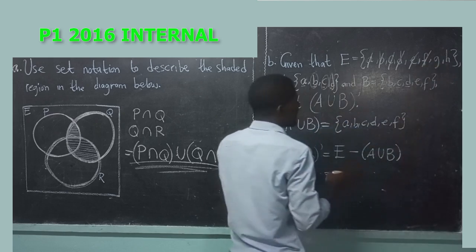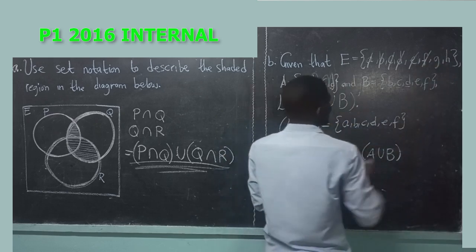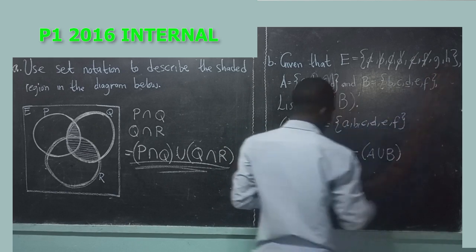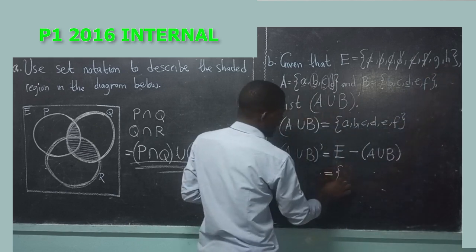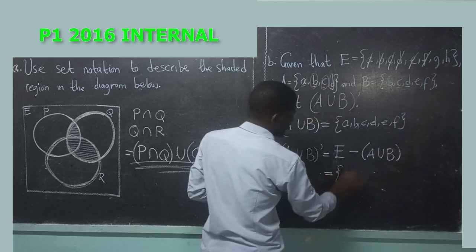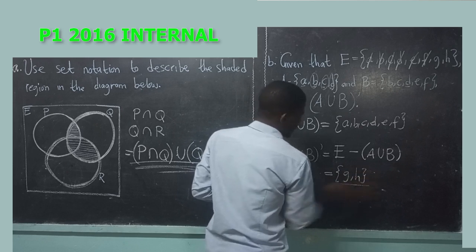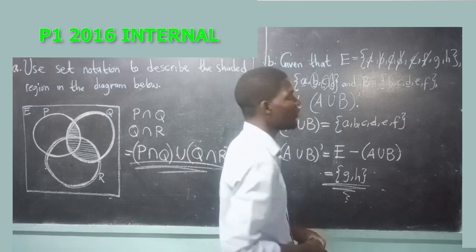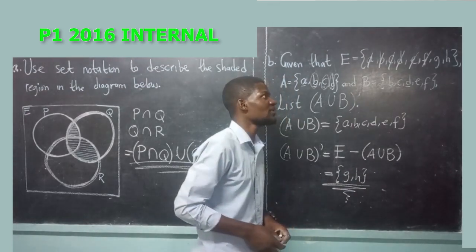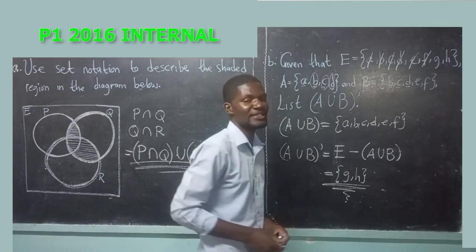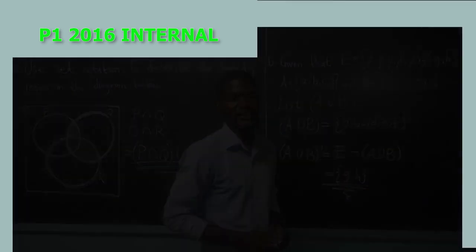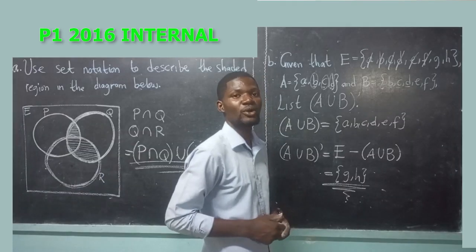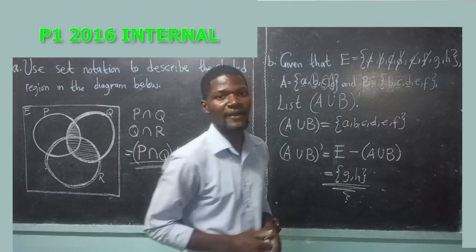What do we have that has remained in the universal set? That's G and H. Therefore, our A union B complement will have G, comma H. That is our answer. We are done there. We move on to the stats question, paper 1, 2016 GCE. Follow me closely as we conclude our lesson for today.